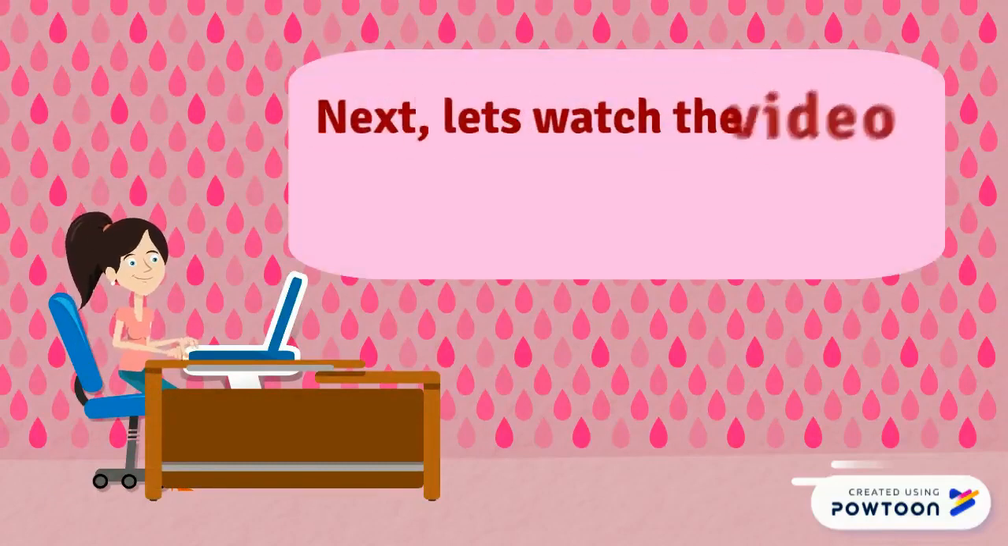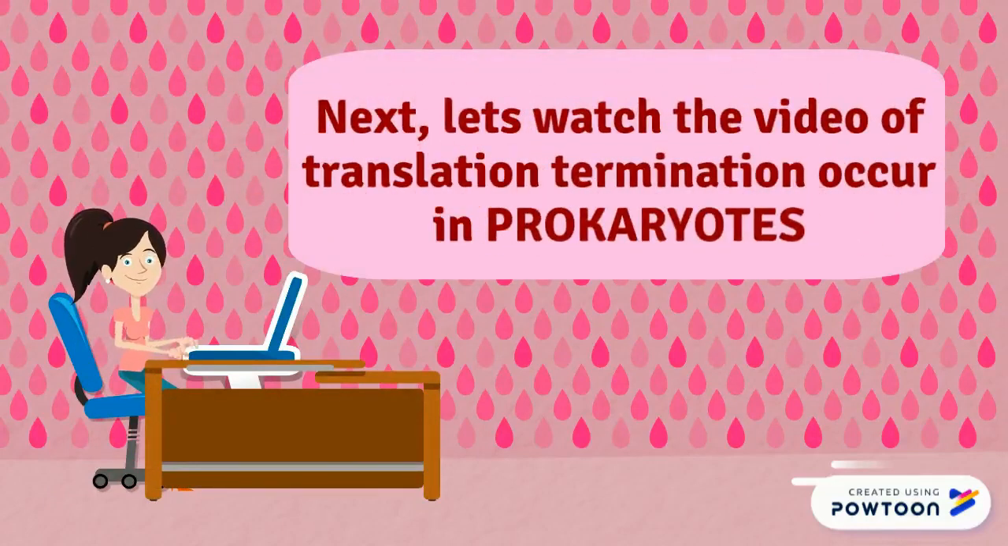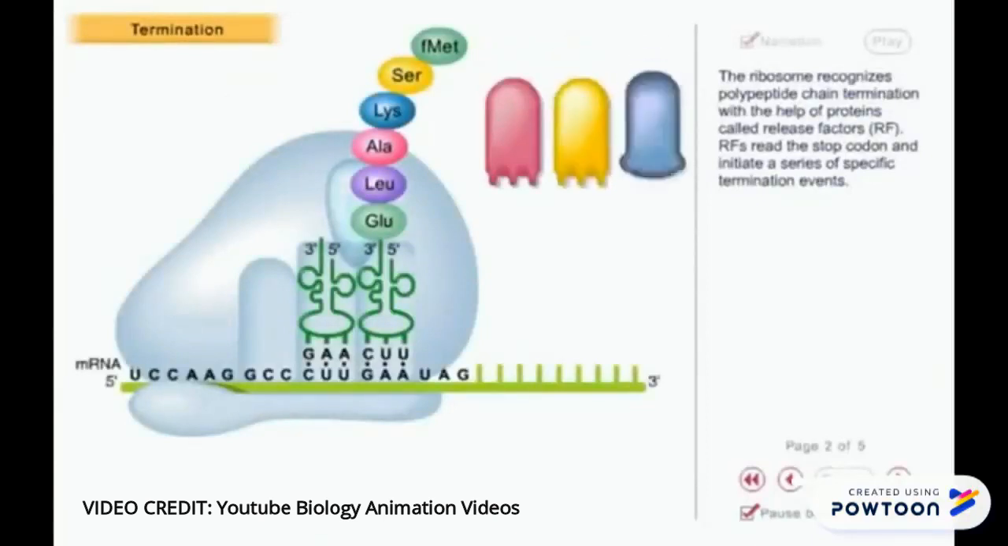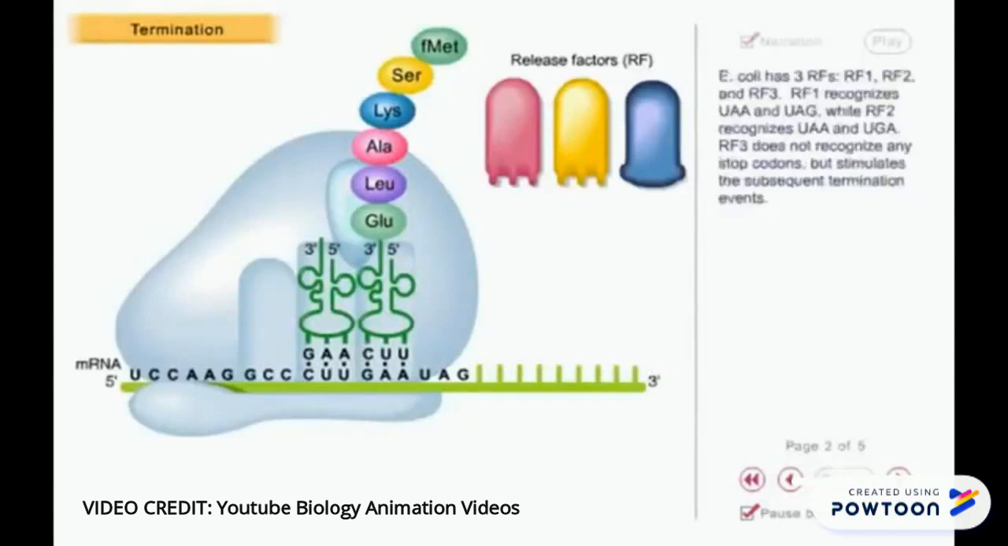Next, let's watch the video of translation termination in prokaryotes. Ribosomes recognize polypeptide chain termination with the help of proteins called release factors. All RFs read the stop codon and initiate a series of specific termination events.